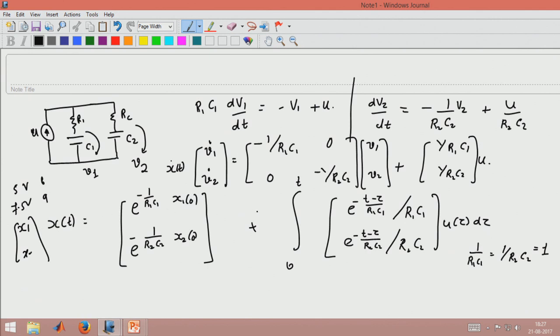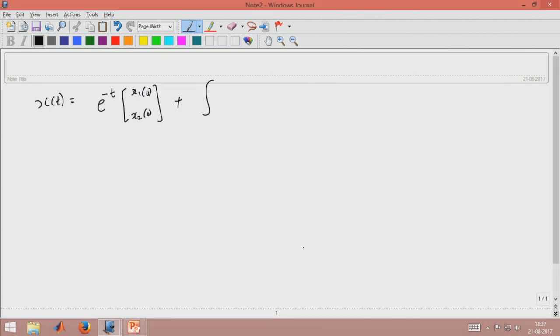Okay, sorry, I just missed a t here. So, this is like the e power A t x naught. If I write down these two equations separately, or maybe club them into one, how will the overall solution look like?